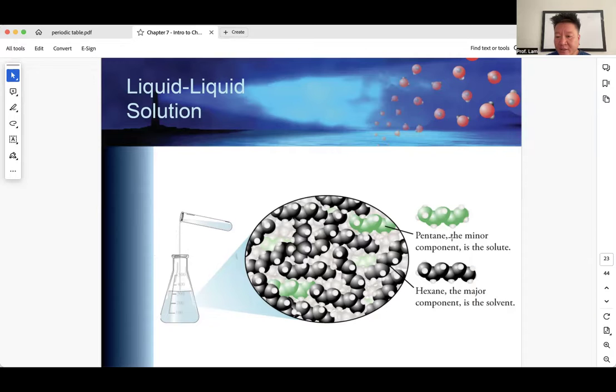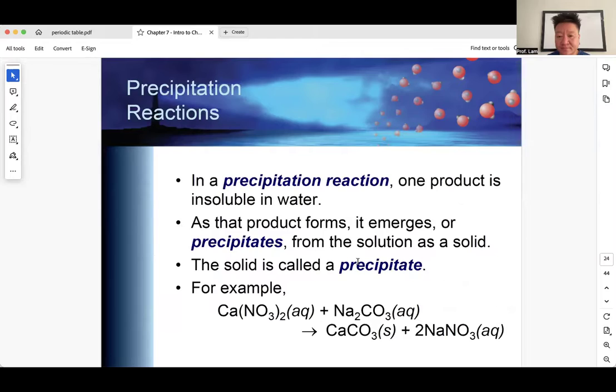Here's another example, between pentane and hexane. And of course here, pentane is the minor component, so we call pentane the solute and hexane is the major component, so hexane is the solvent.